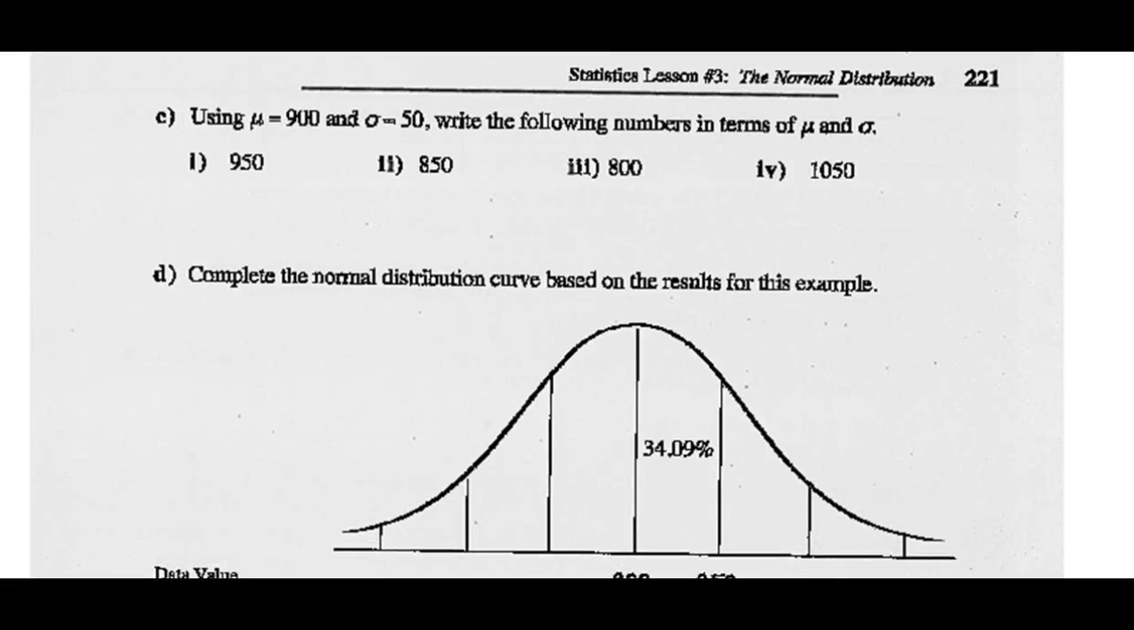Using a mean of 900 and a standard deviation of 50, write the following numbers in terms of the mean and standard deviation. So if my mean is 900 and I want to get to 950, I have to add 1 standard deviation, or 50. So mean is 900, standard deviation is 50, mean plus standard deviation equals 950. Mean minus 1 standard deviation gives us 850, 900 minus 50. Mean subtract 2 standard deviations will give us 800. And from the mean, which is 900, we have to get to 1050. That's 3 sets of 50, or 3 standard deviations.